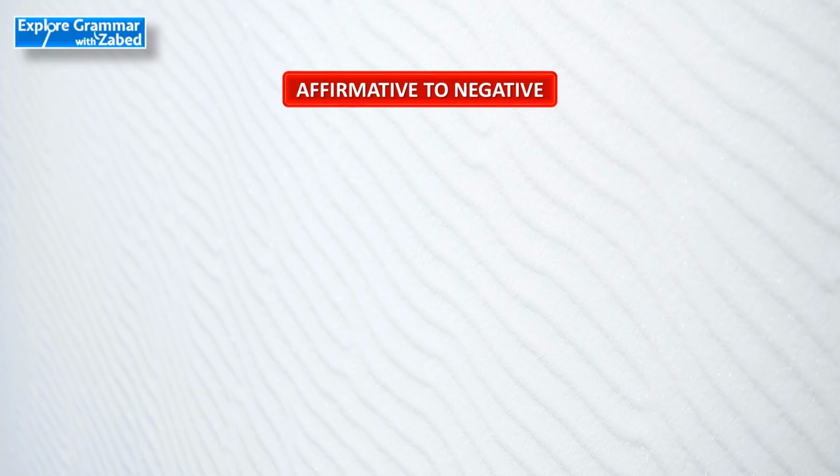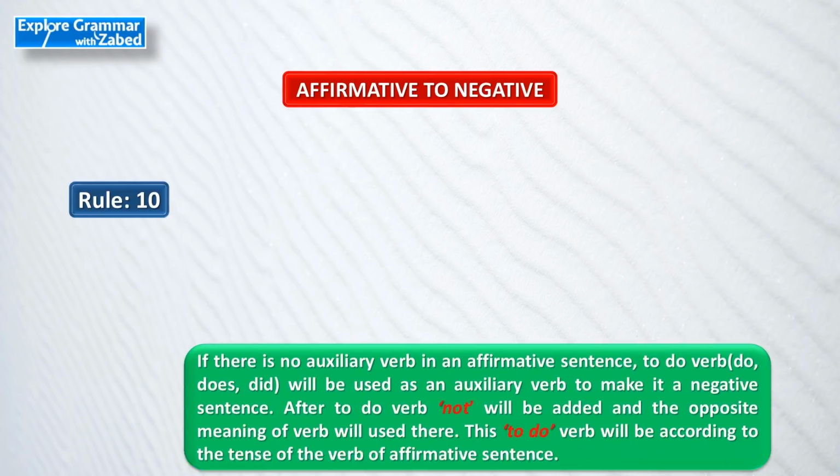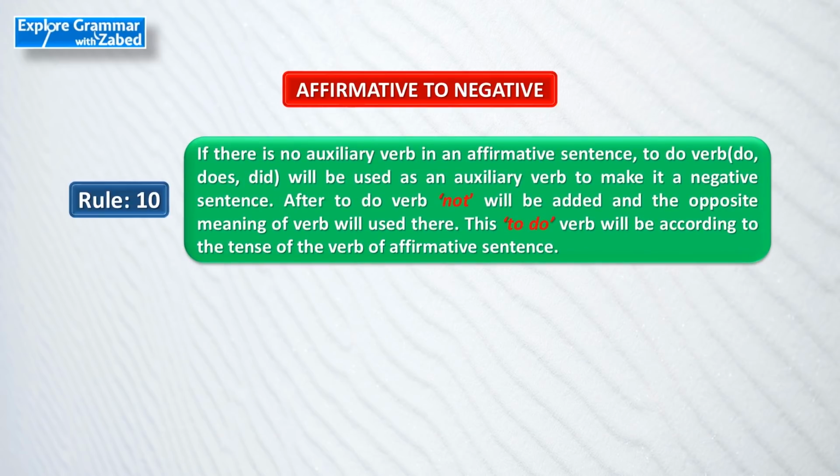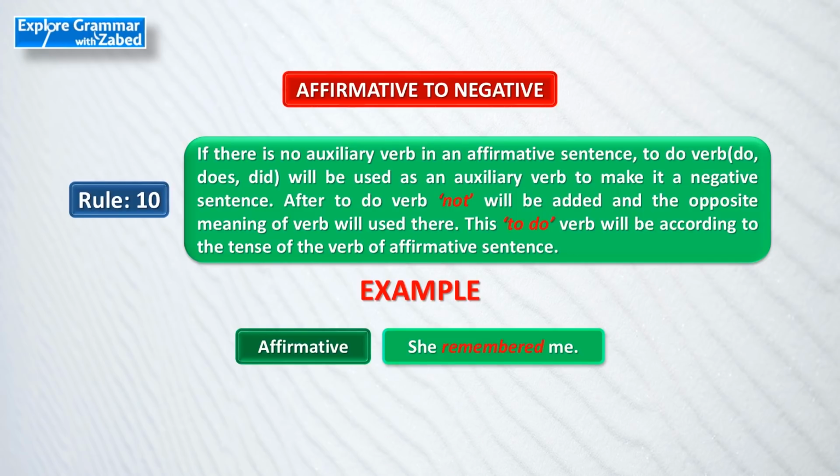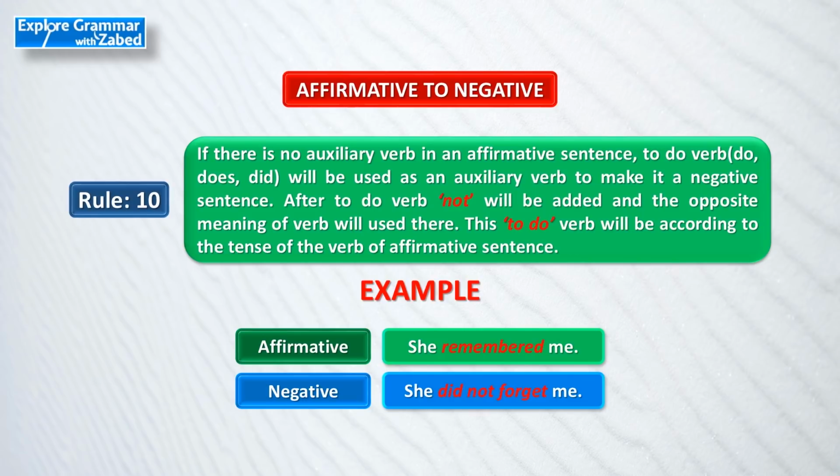Rule number 10. If there is no auxiliary verb in an affirmative sentence, we will use not with the to-do verb. This to-do verb will be used according to the tense, number, and person. After that, we'll write the opposite word of the given verb. For example, she remembered me. While converting it to a negative sentence, it becomes she did not forget me.